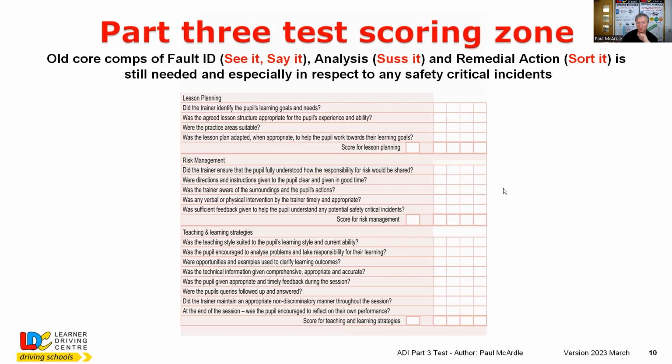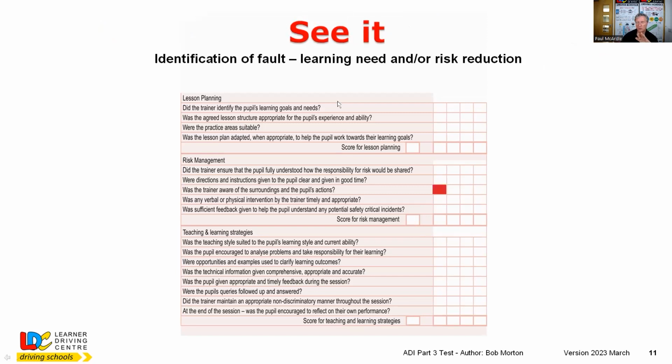However, the safety critical incident has occurred. So did we see it? Well, if you don't mention it, you don't do anything about it, then clearly you didn't see it. So clearly the trainer in this instance wasn't aware of their surroundings and the pupil's actions. So straight away, at this point now, we've got -3, or if you like, we've got 0.